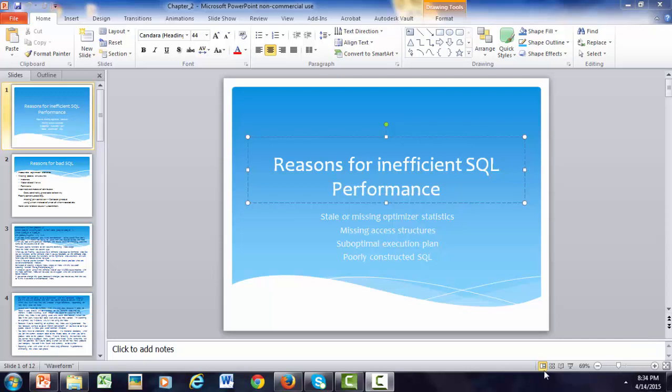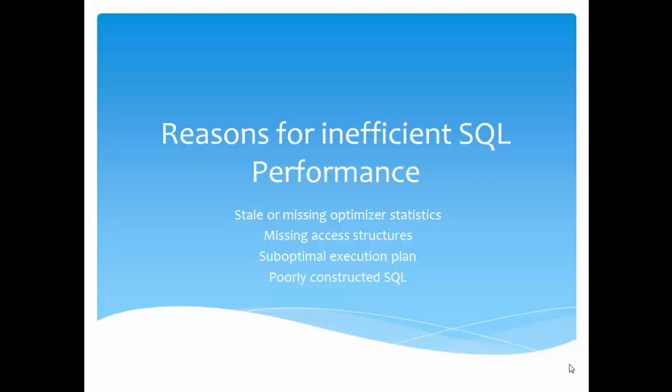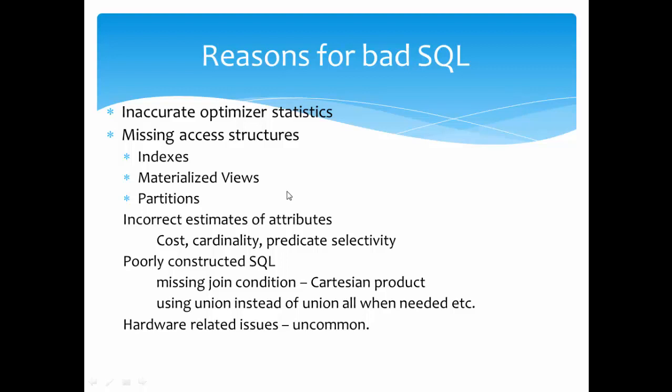Hello, ladies and gentlemen. I am going to talk about the reasons for inefficient SQL performance. We'll check the main reasons for inefficient SQL performance: stale or missing optimizer statistics, missing access structures, suboptimal execution plan, poorly constructed SQL. So a reason for bad SQL is inaccurate optimizer statistics.